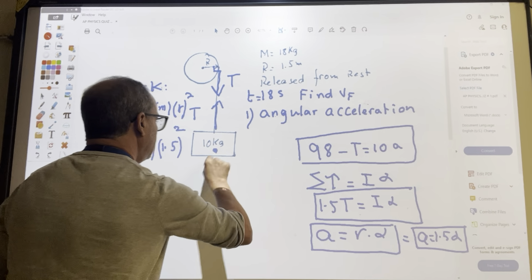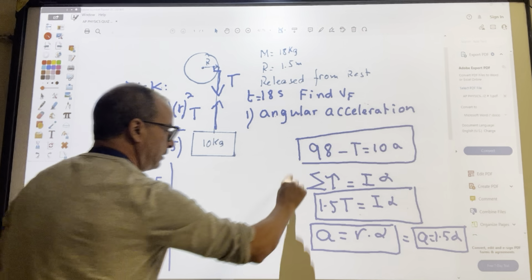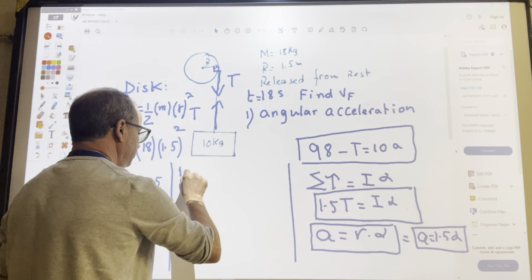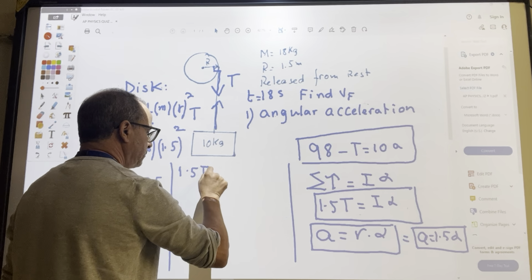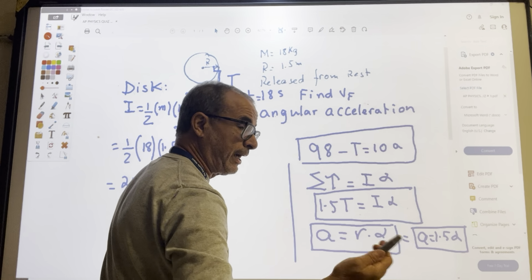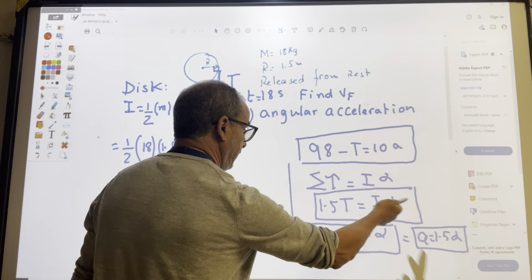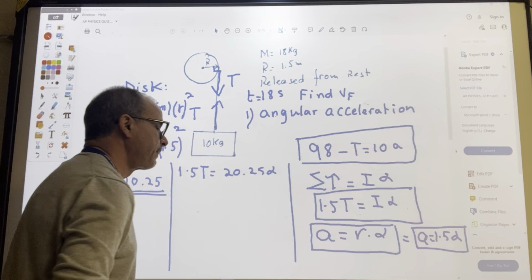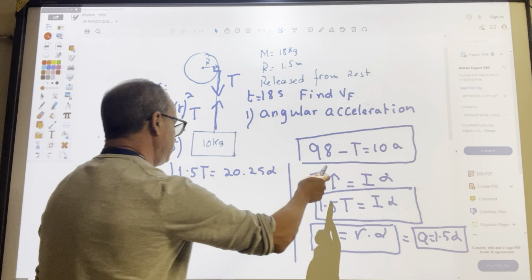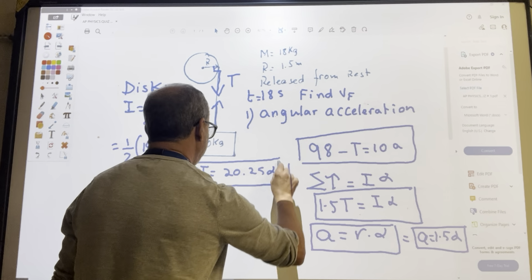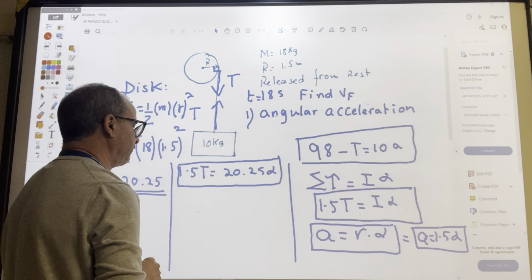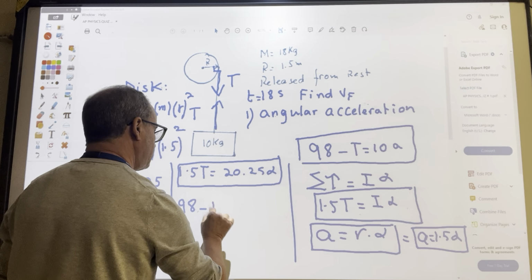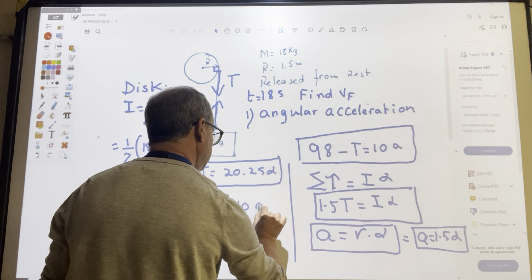All right, I'm gonna replace I in my equation here. 1.5 T equals whatever I can substitute. So I is 20.25 alpha. Right? Now I have the equation, so let me box this now: 1.5 T equals 20.25 alpha. Now I have 98 minus T equals 10A, right?